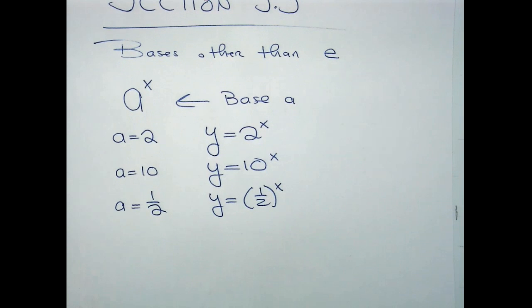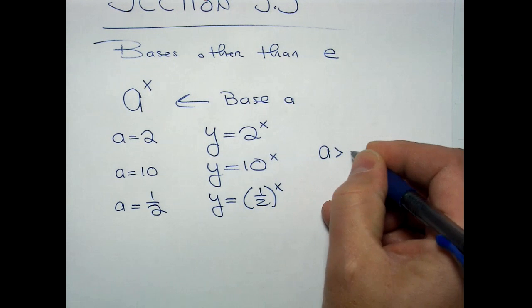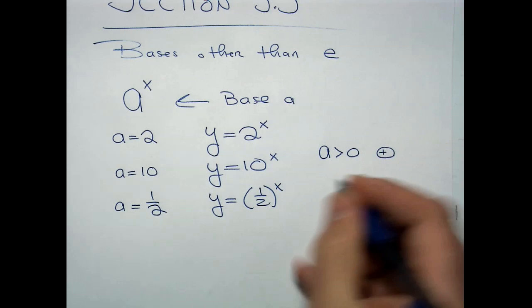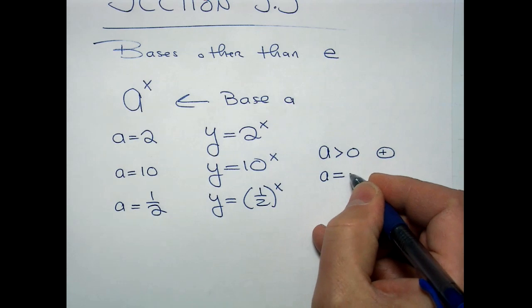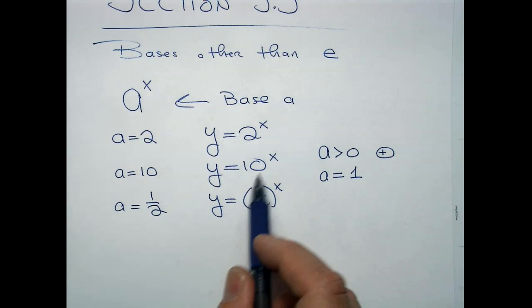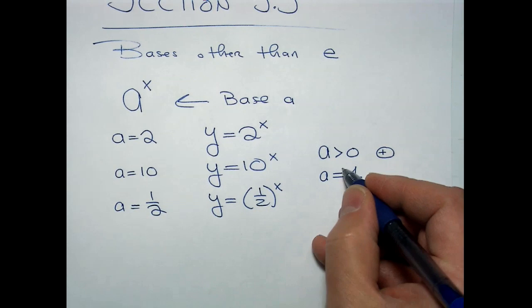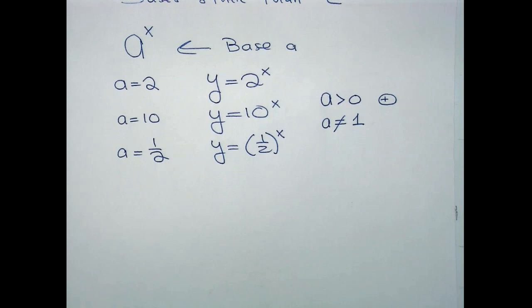Now, the most important thing about our base is that we do want our base to be positive. We don't want a to be equal to 0, and we also don't want a to be equal to 1, because that's not an exponential function. 1 to the x is always equal to 1. So a may not be equal to 1. Otherwise, you truly don't have an exponential function. So a needs to be positive. a may not be equal to 1.